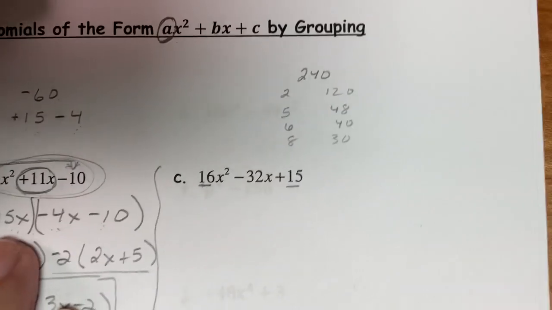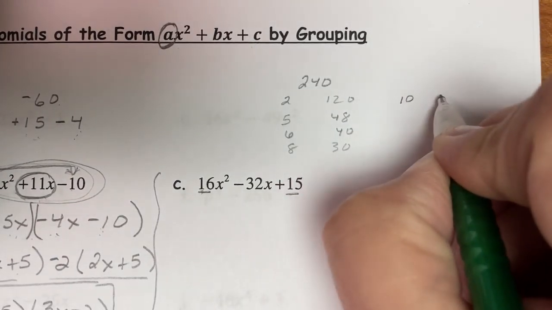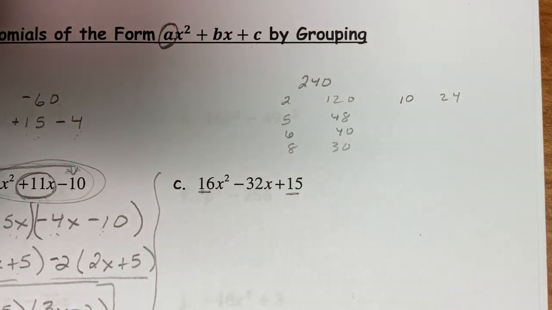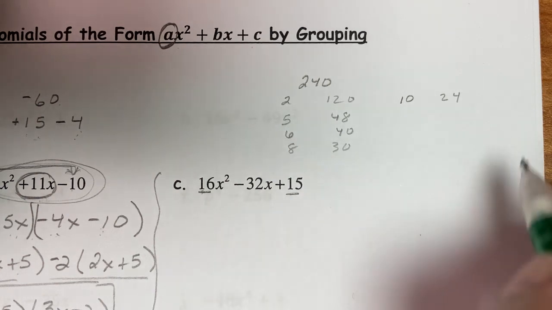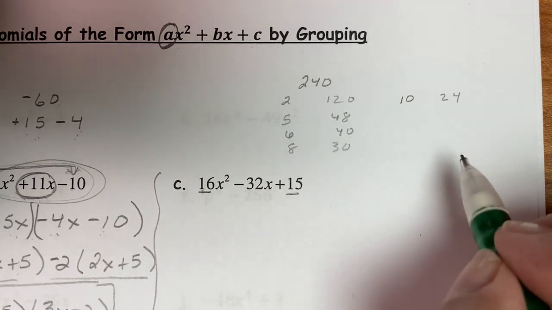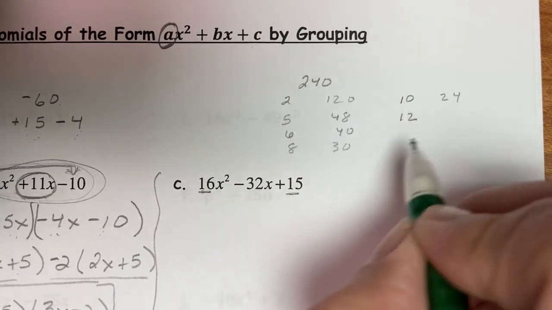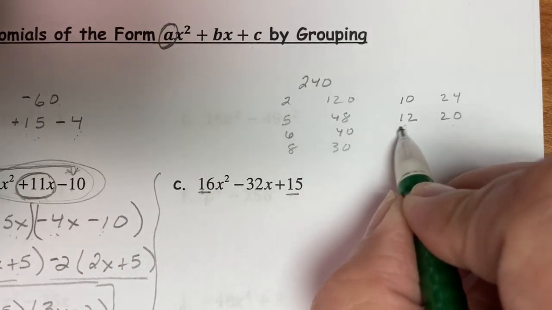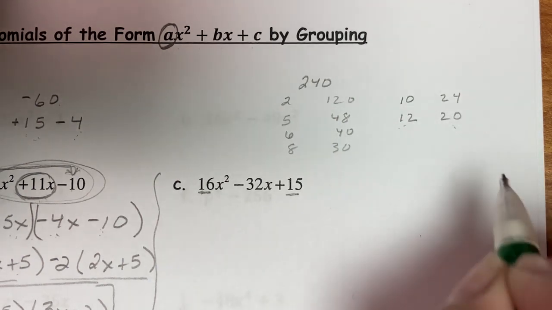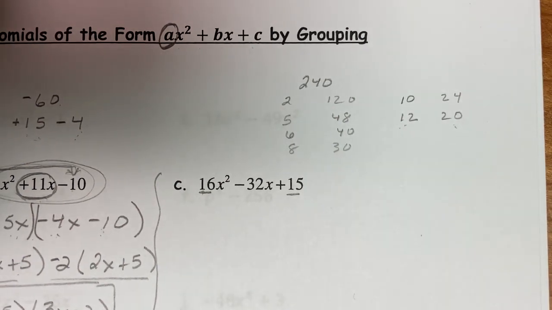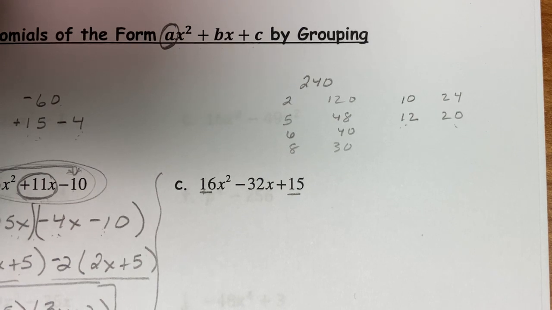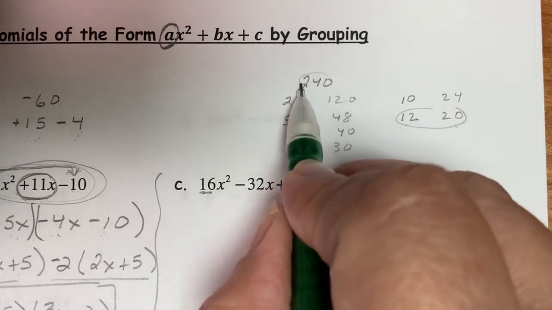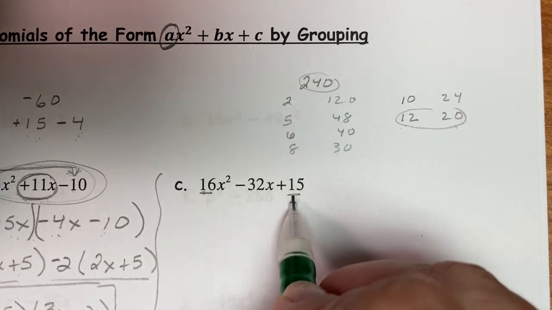What else multiplies together to get 240? How about 10 and 24? But can I get a 32 out of that? No. How about 12? How many times does 12 go into 240? And 20. Hello. Do you see where I can combine those and get a 32? But look how long it took me to find that. Now, you might be better at that than I am. Maybe not. So these are my two numbers that multiply together to get 240, which is 16 times 15.